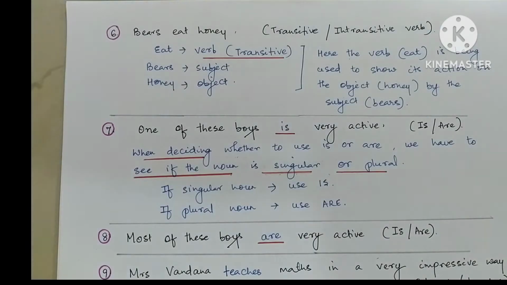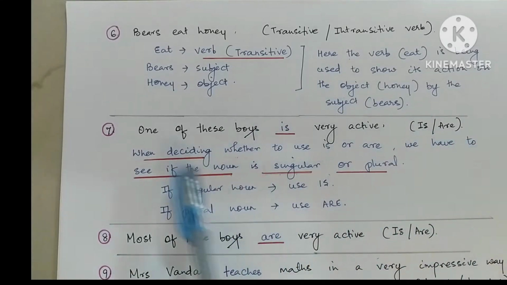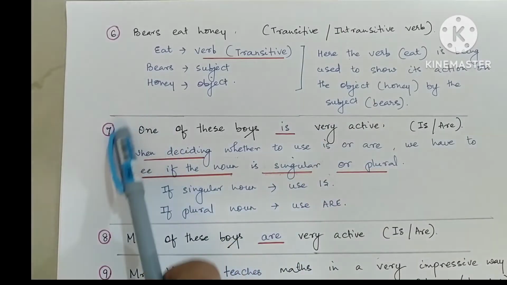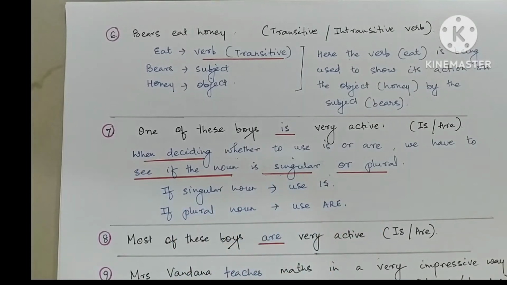Now, number 7, one of these boys dash very active, is or are. Now, when deciding whether to use is or are, we have to see if the noun is singular or plural. If the noun is singular, we use is. If it is plural, we use are. So, over here, one of these boys, that means one, is a singular noun. So, we use is and therefore we don't use are. We would have used are if two of these boys are very active. But for a singular noun, we use is, and for a plural noun, we use are. I hope it is clear, children.